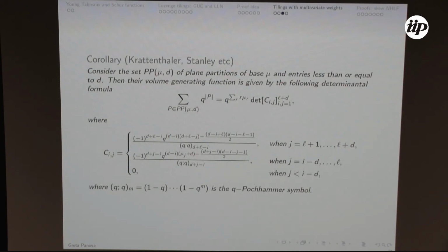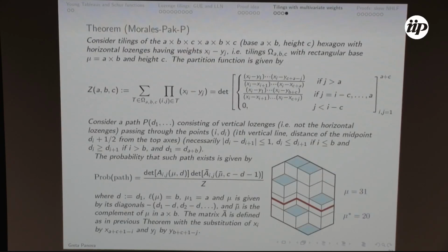And again, we have this type of determinant. And one can also, because we know this, we know the partition function for all possible bases mu that we take our stacks of boxes, we can also consider lozenge tilings under these weights xi minus yj, and consider the probability of seeing a line like this cutting at a certain place, or this is what we call a path, and the path is going to be a ratio of two determinants, and this is the entire partition function for the hexagon.